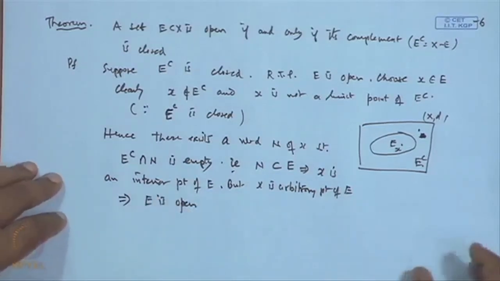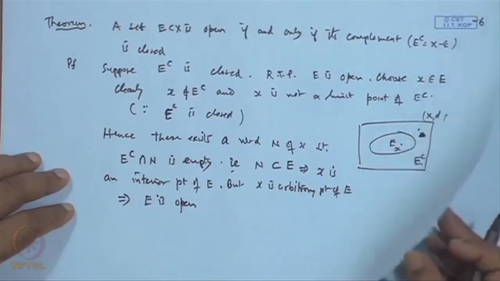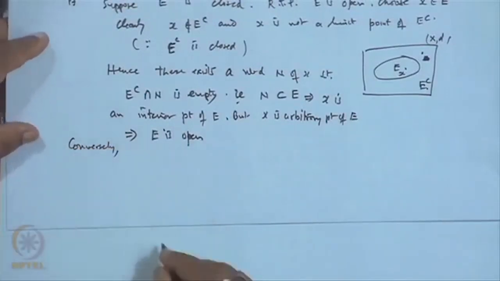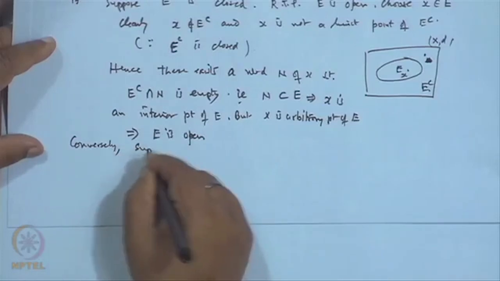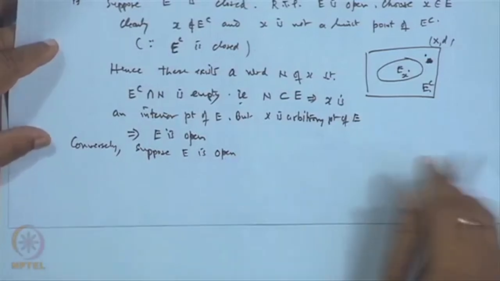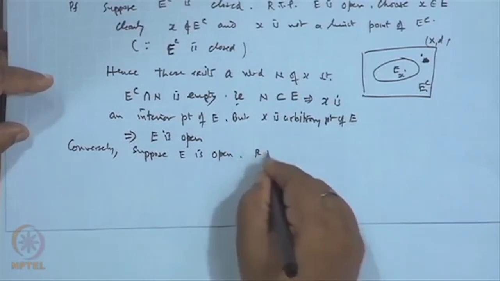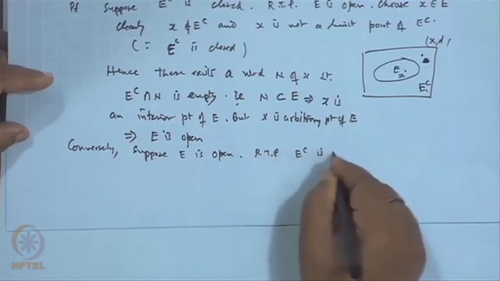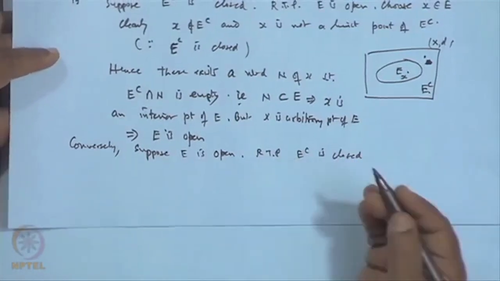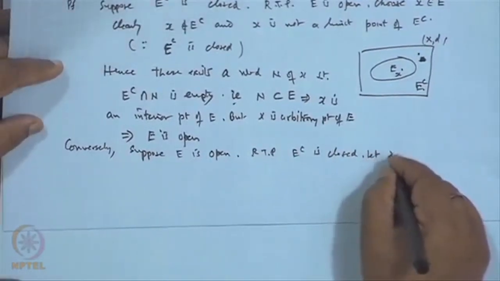Clear? So, this shows the concept. Conversely, suppose E is given to be open. Let us assume E is open. We want to show that E C is closed. So, to show E C is closed, we want to prove that all the limit points of E C are points of E C. So, let x be a limit point of E C.